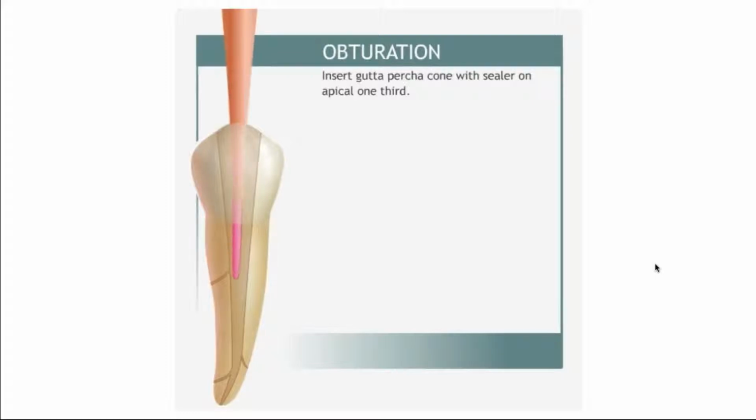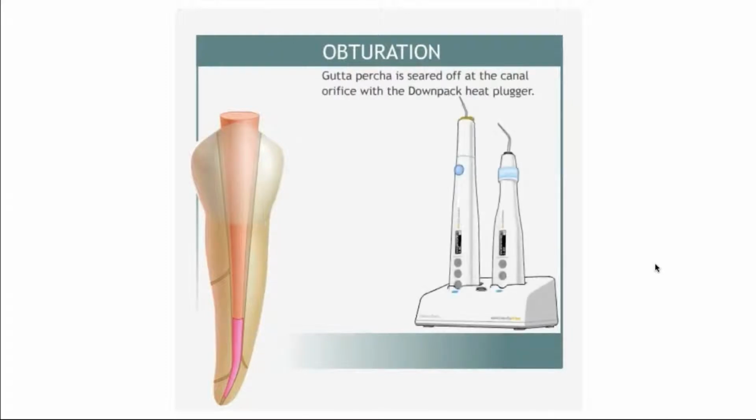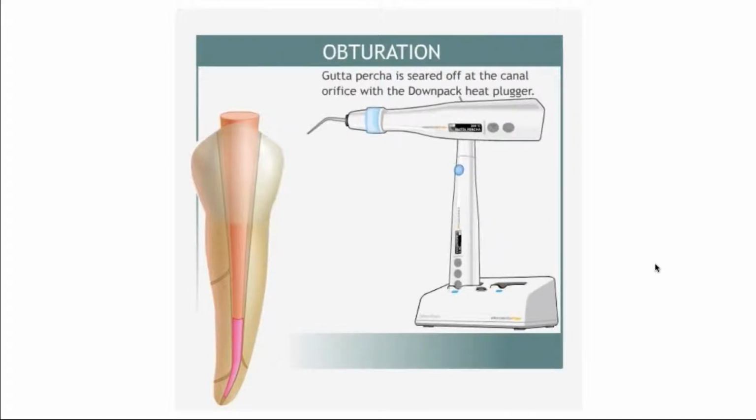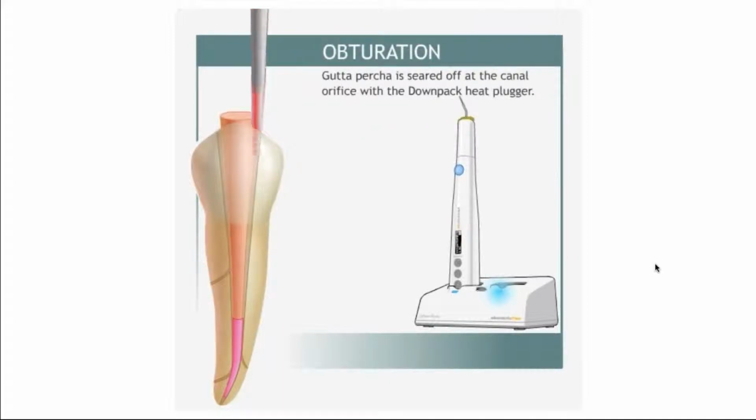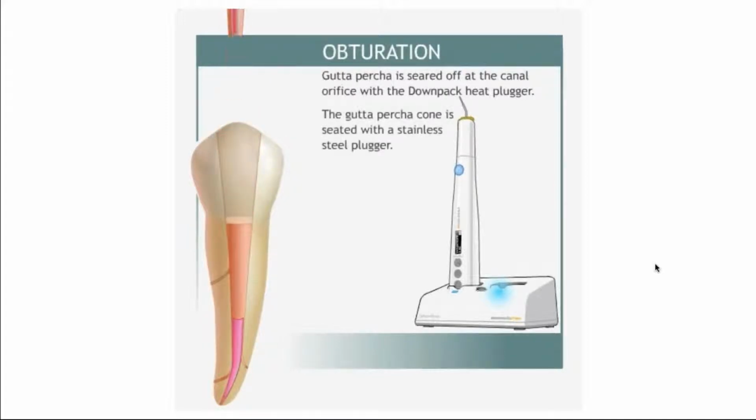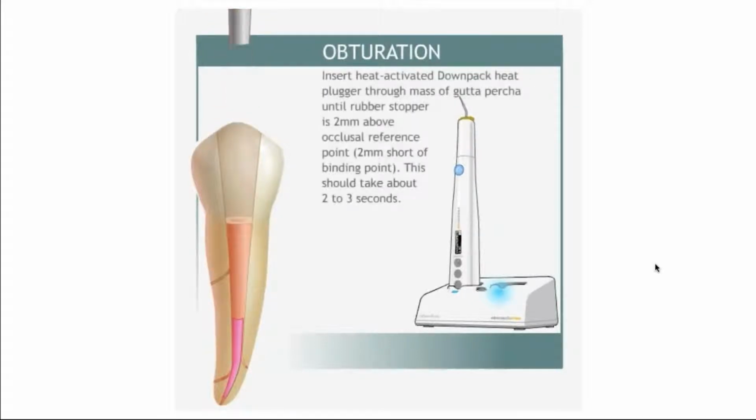Now gently insert all your cones into the canal with sealer lightly painted on the apical 1/3. We sear off all our gutta percha cones at the orifices. And with a sterilized stainless steel plugger, a cold stainless steel plugger, we seat the cone and create that dimple in the occlusal aspect and the coronal aspect of our gutta percha cone.